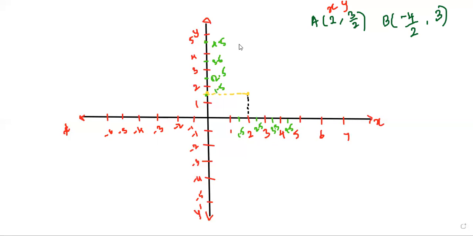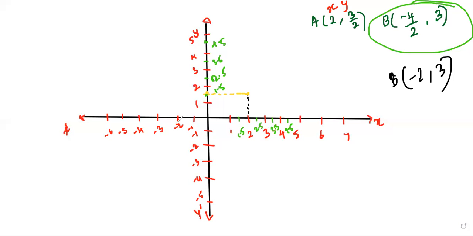Yes. So here you have negative 4 by 2. What does it mean? Negative 4 by 2 means it's simply negative 2, isn't it? So B is negative 2 comma 3. So negative 2 in the x-axis and 3 in the y-axis. Negative 2 comma 3 here.